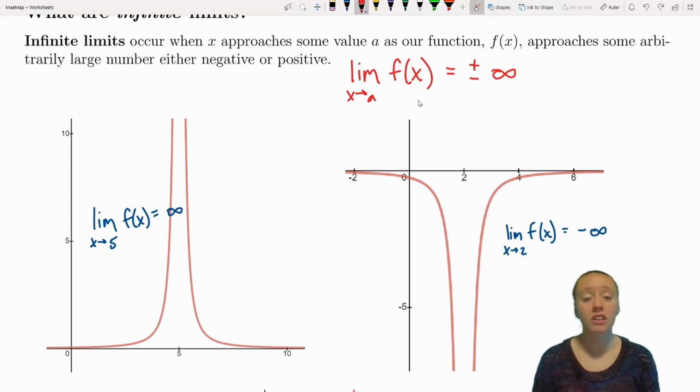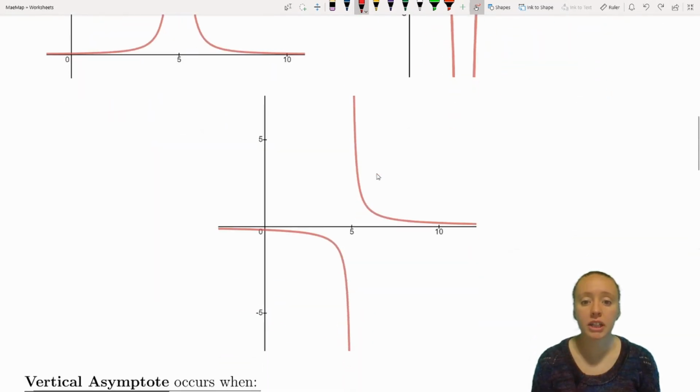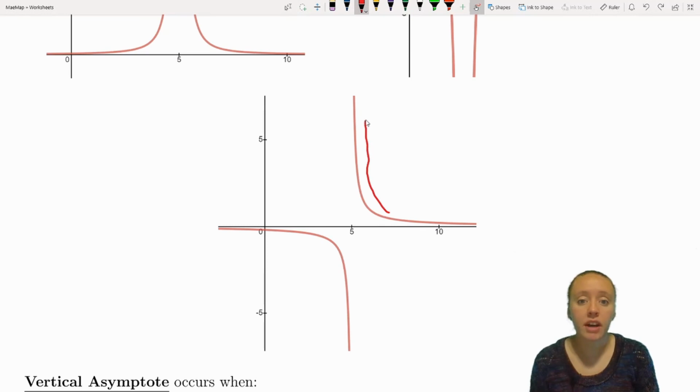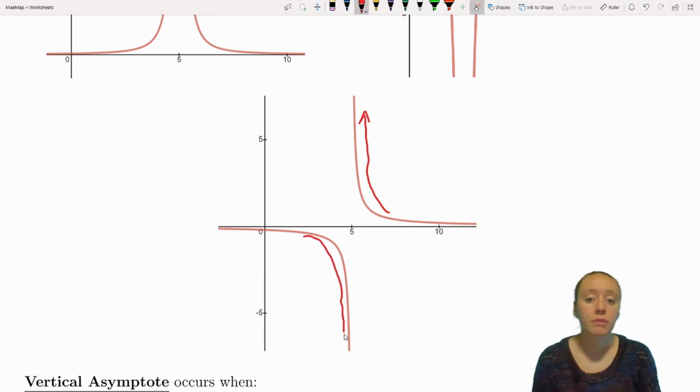Now, continuing along the lines of limits not existing, from the left and from the right, for each of these, we approached the same sort of values. So both right and left sides went towards an arbitrarily large positive number, or an arbitrarily large negative number. But let's look at this next picture. Look at the limit as x approaches 5. Well, in this case, as we approach 5 from the right, we're going towards positive infinity, and as we approach from the left, we're going towards negative infinity.